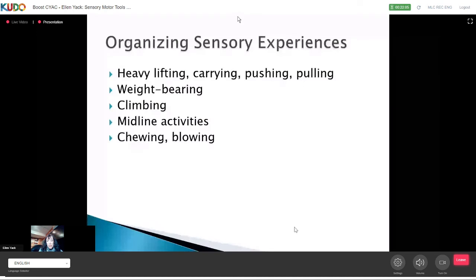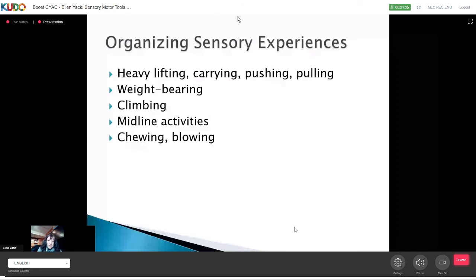Organizing sensory experiences are very similar to calming ones, and any kind of heavy lifting, carrying, pushing, pulling, any weight-bearing activity, climbing activities, any midline activities are calming. So a really good activity for adolescents and older adults is a kettlebell that I'll show you later that provides midline activities, and chewing and blowing on anything, because it's midline and it brings your eyes centered.